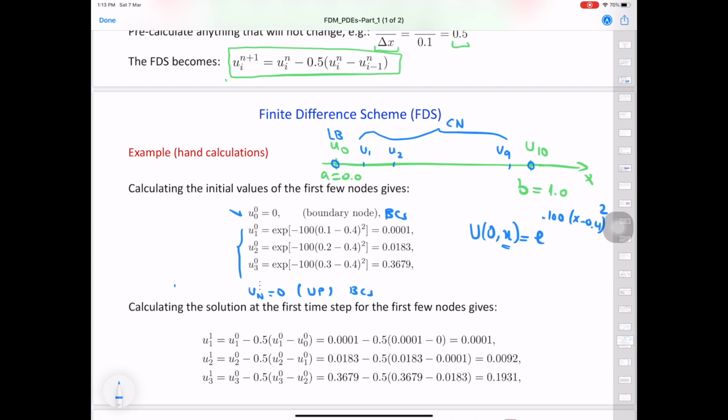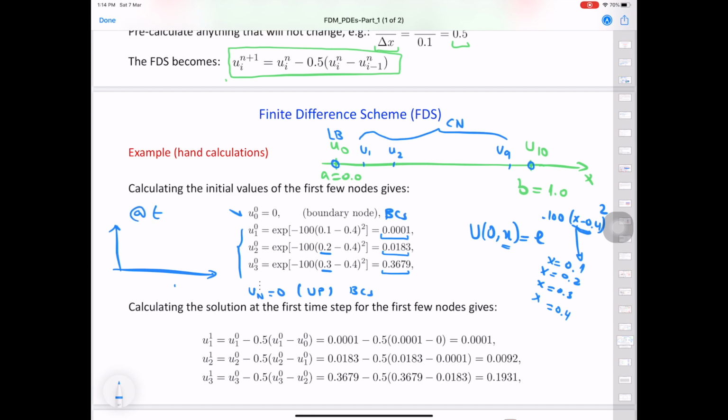So we do the calculation, we substitute x every time here. So we substitute one time by 0.1, we calculate, then we find 0.0001. Then we put x is equal to 0.2 here, then we calculate u2 0. We substitute x is equal to 0.3 here in the equation, then we find 0.3679. Okay. Now if you put x is equal to 0.4, you find the maximum that is equal to 1, because 0.4 minus 0.5 gives you 0, exponential 0 gives you 1. That's the maximum. So as I said, we will have something like this.